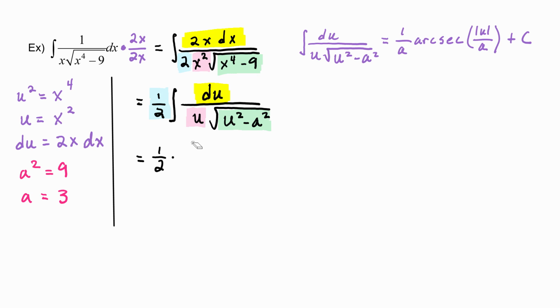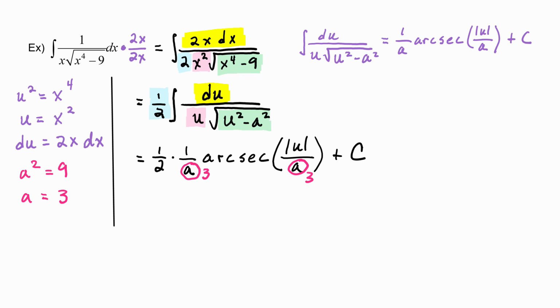And now let's apply the integration formula on this integral, and we would get 1 over a times the arcsecant of the absolute value of u over a plus c. Now we know we'll be substituting back where a is going to be replaced with 3 everywhere that it appears, and u is going to be replaced with x squared. So we would have 1 over 6 in the front, because 2 times 3 is 6. Arcsecant of the absolute value of x squared over 3 plus a constant.